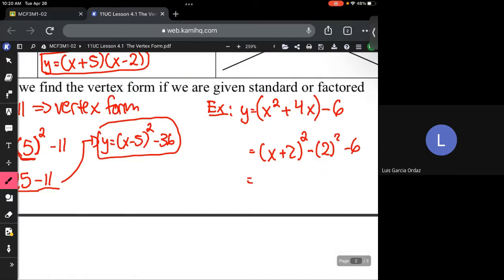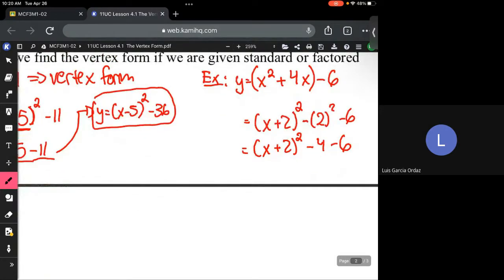Okay. So what's 2 to the power of 2? 4. So you're going to get minus 4 minus 6. So what is my vertex equation going to look like now? What's negative 4 minus 6? Negative 10. So that's my vertex form. Y is equal to x plus 2 squared minus 10.